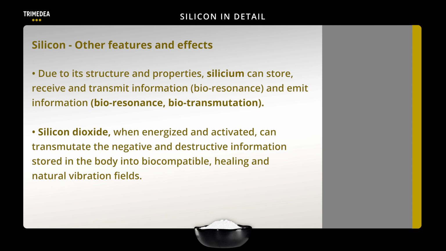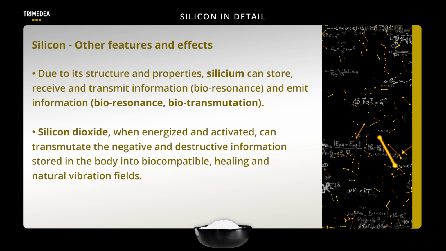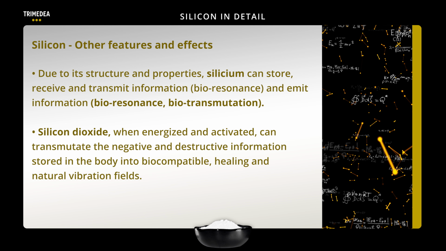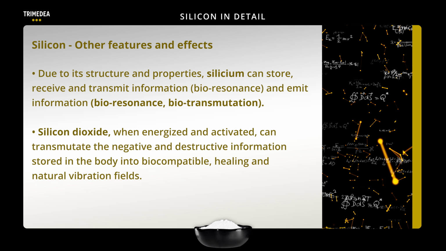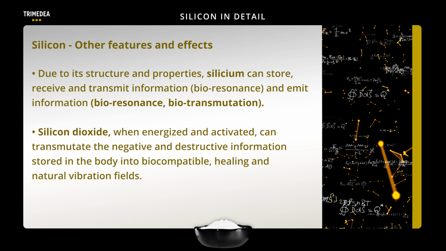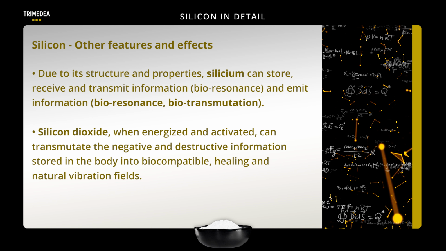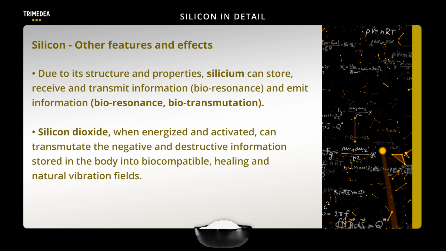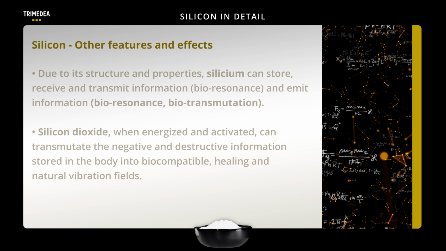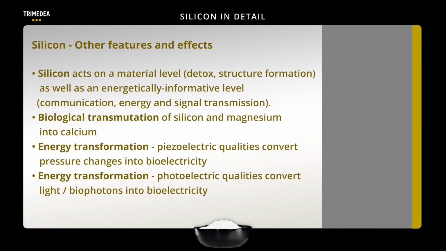Other features and effects of silicon. Due to its structure and properties, silicon can store, receive, and transmit information, called bioresonance, and emit information, bioresonance or biotransmutation. Silicon dioxide, when energized and activated, transmutates the negative and destructive information stored in the body into biocompatible, healing and natural vibration fields. Silicon acts on a material level for detox and structure formation, as well as on an energetically informative level, communication, energy, and signal transmission.